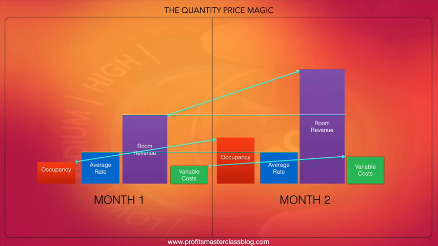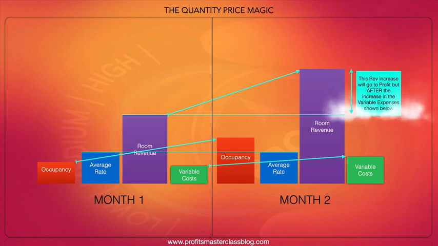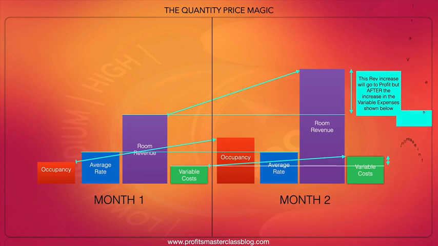In this scenario too, since occupancy increased in month 2, it brought with it variable expenses. So room revenue increase in month 2 over month 1 did not entirely hit the bottom line. It flowed to the bottom line after deducting the direct variable expenses. So the effect on profit was diluted by variable expenses.